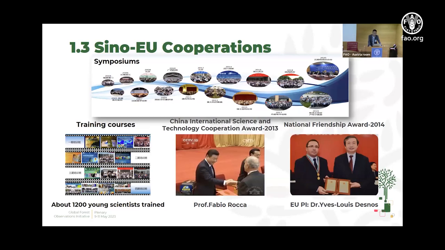So from 2004 to 2019, actually, MOST and the ESA sponsored the Dragon annual symposium, one year in China, one year in Europe. And a one-week training course has been carried out since the kickoff. And till now, more than 1,200 young scientists have been trained.